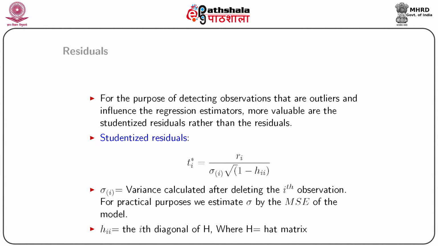To obtain the studentized residual, we use the formula Ti star equals Ri divided by sigma subscript i times square root of 1 minus hii, where sigma subscript i is the standard deviation calculated after deleting the ith observation from the dataset. For practical purposes, we estimate sigma by root MSE from the model, and hii as before is the ith diagonal of the hat matrix H.